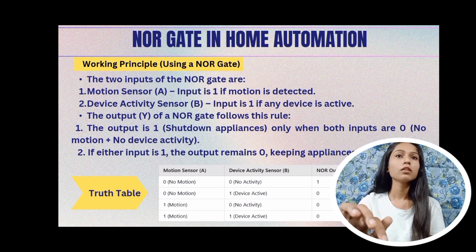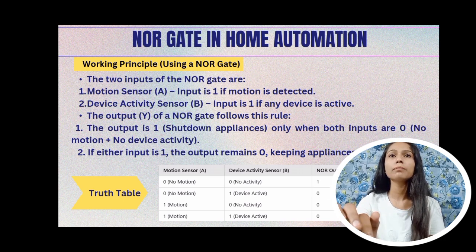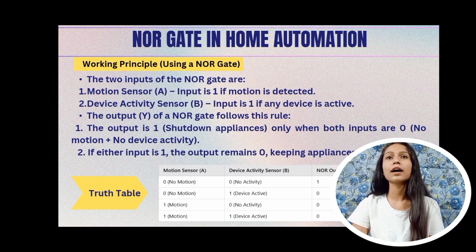Now, this is the working principle. In this, the two inputs of the NOR gate are a motion sensor and a device activity sensor. The motion sensor returns 1 when motion is detected, and the device activity sensor returns 1 if any device is currently in use, if any device is active.